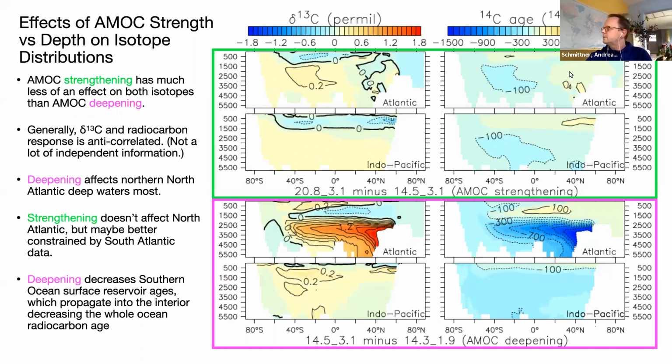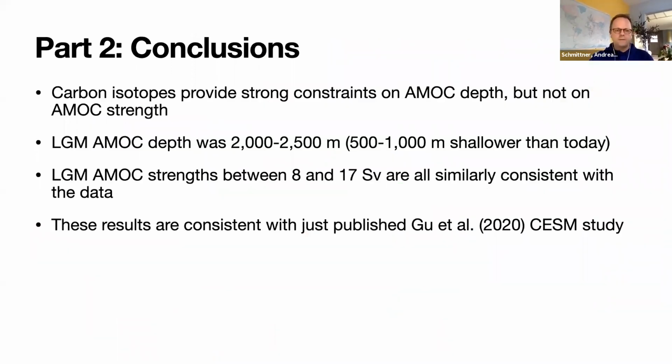Similarly for radiocarbon, if you increase the strength of the AMOC, the South Atlantic deep waters get younger, but that changes only 100 years, compared to much larger radiocarbon age changes if you shoal the AMOC, as shown in this lower graph. So perhaps we can use these fingerprints of shoaling, deepening and strengthening to make progress in the future. But the bottom line is that these isotopes mainly inform us about the depth of the overturning, and not so much about the strength.